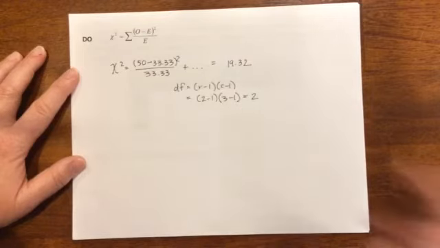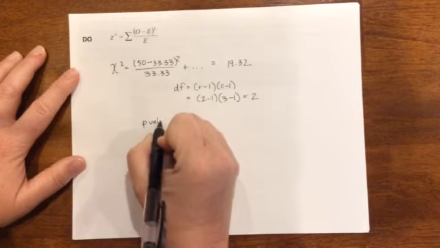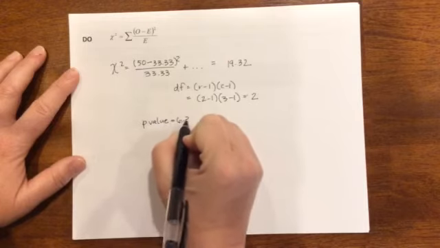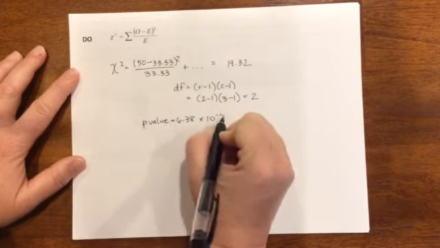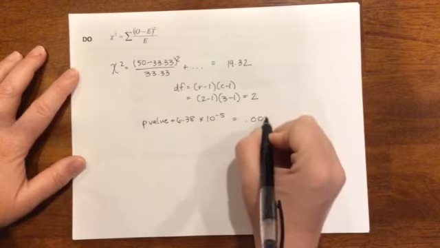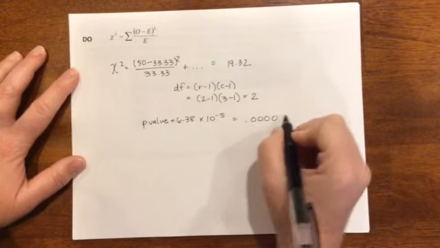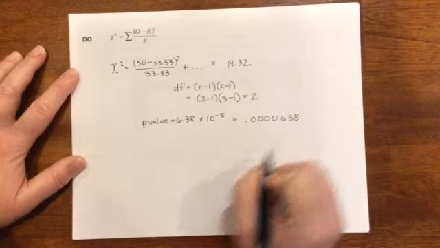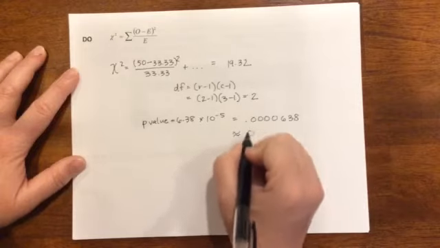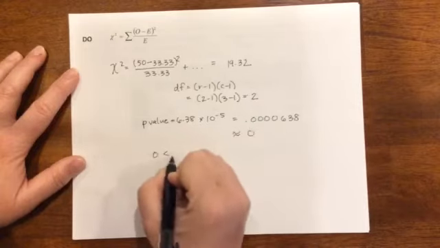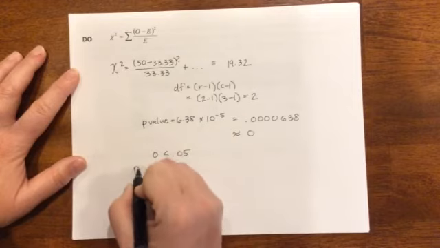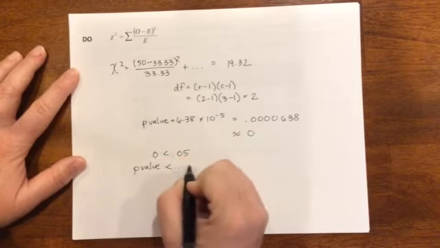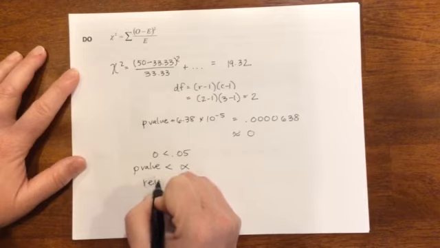The calculator also told us that the p-value was 6.38 times 10 to the negative fifth, which is 0.0000638. That's a really small number. I'm just going to go ahead and call that 0. 0 is less than 5%. P-value is less than alpha, and we know that that means reject H naught.